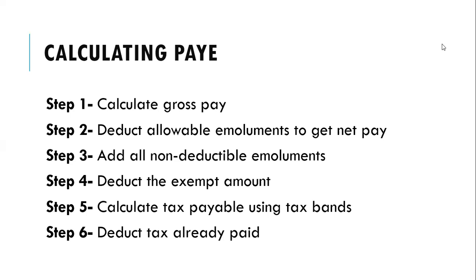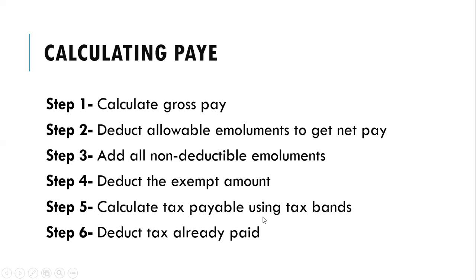Then four, you need to deduct the exempt amount. So all those expenses which are exempt, for instance, the subscription to a professional body, which is ZICA, that amount is deducted from the gross pay. Then you calculate the tax payable using the tax bands. When you go through your question, it's very clear, it's very easy. When you go through your question, that's when you'll be able to comprehend it very well. But you have to calculate the tax bands.